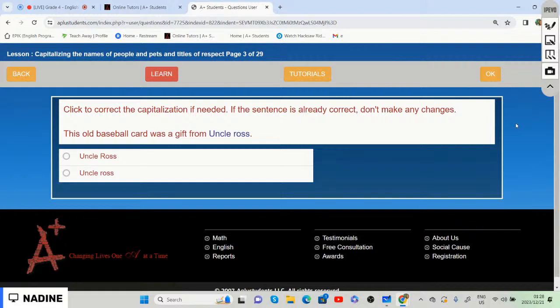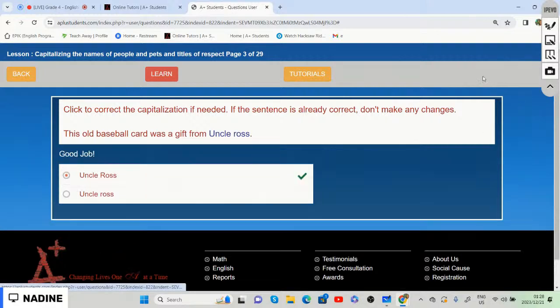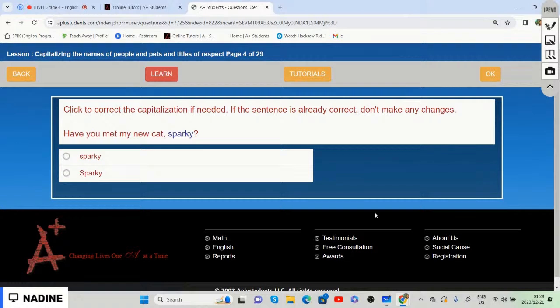All right, then if we choose the correct answer, we will choose the first option, which is capital letter for Uncle, capital letter for Ross. And that is correct. So well done. Uncle Ross, capitalized, is correct.